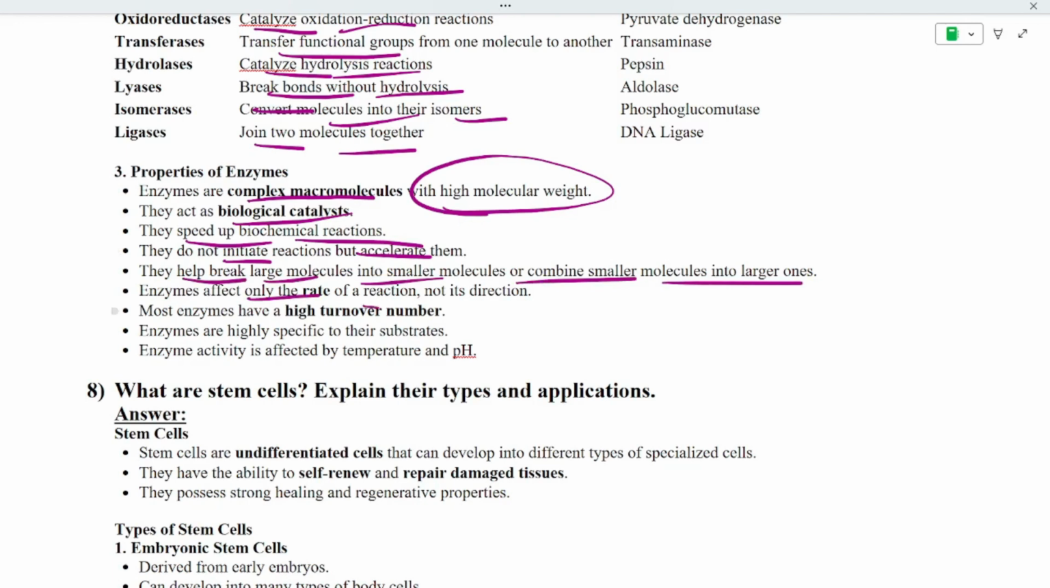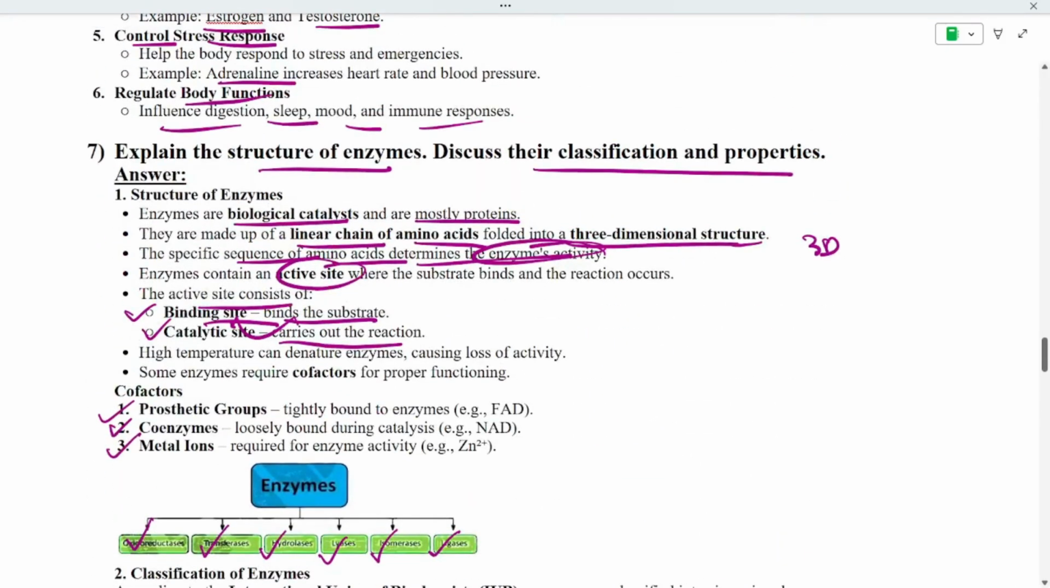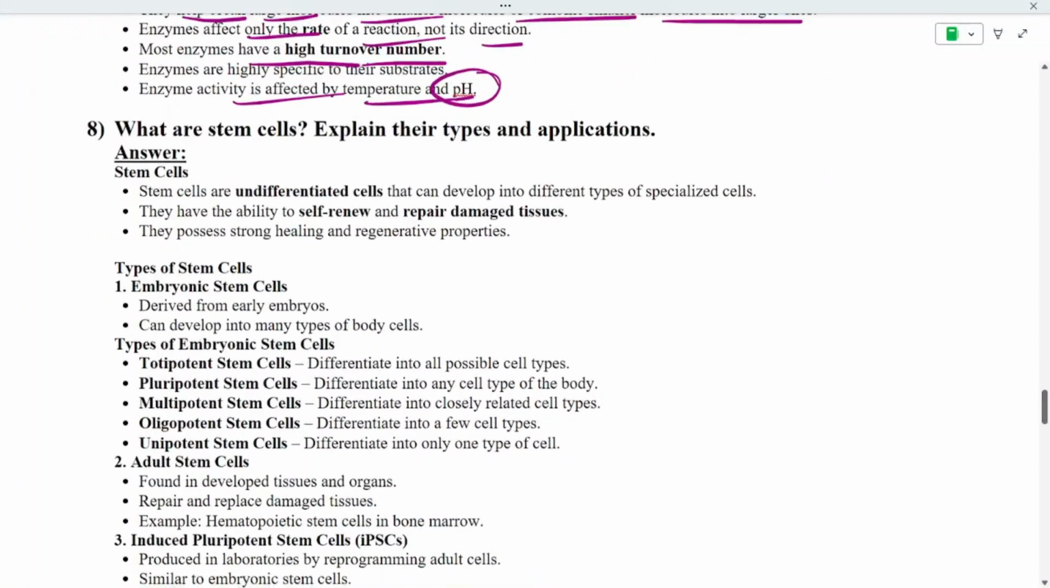Enzymes only affect the rate of a reaction but not its direction. Most enzymes have a high turnover number, and it is affected by temperature and the value of the pH. This is all about the enzymes. Okay, classification, structure and properties I have discussed.